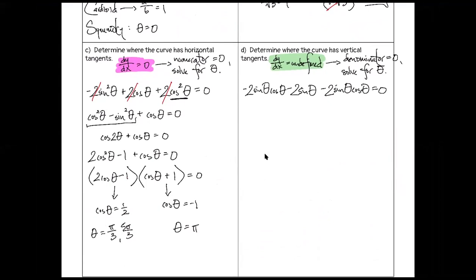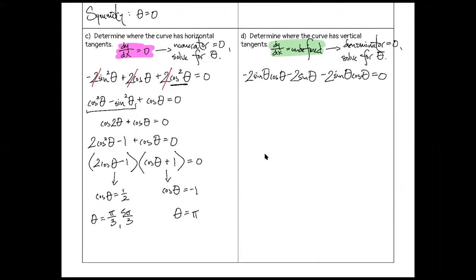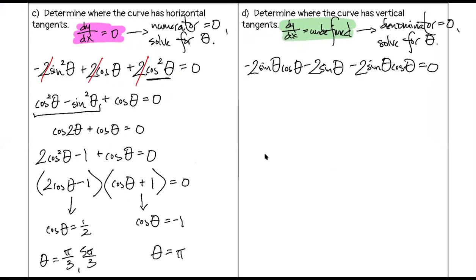All right. So we're going to do the same thing for part D, right? Except the difference is we set the denominator equal to 0. And so we're going to approach this similarly. We're going to see what we can do to simplify, what kind of trig identities we need to simplify here. But right off the bat, I see that we have 2's and everything. So like I did before, I'm going to divide everything by 2.